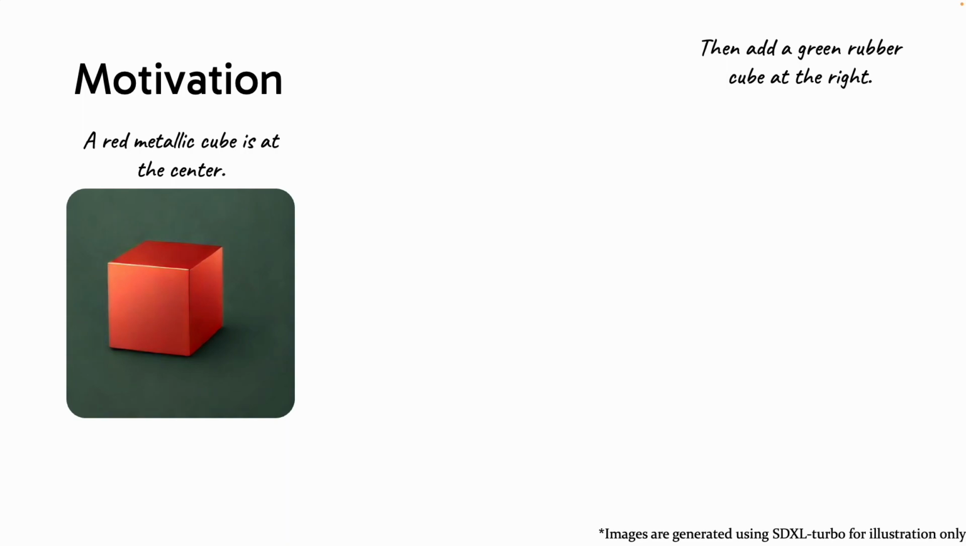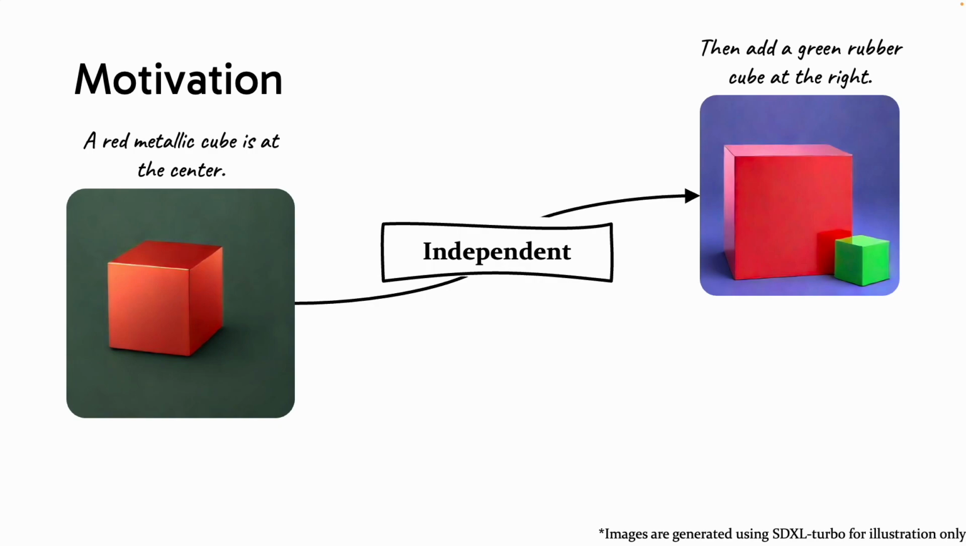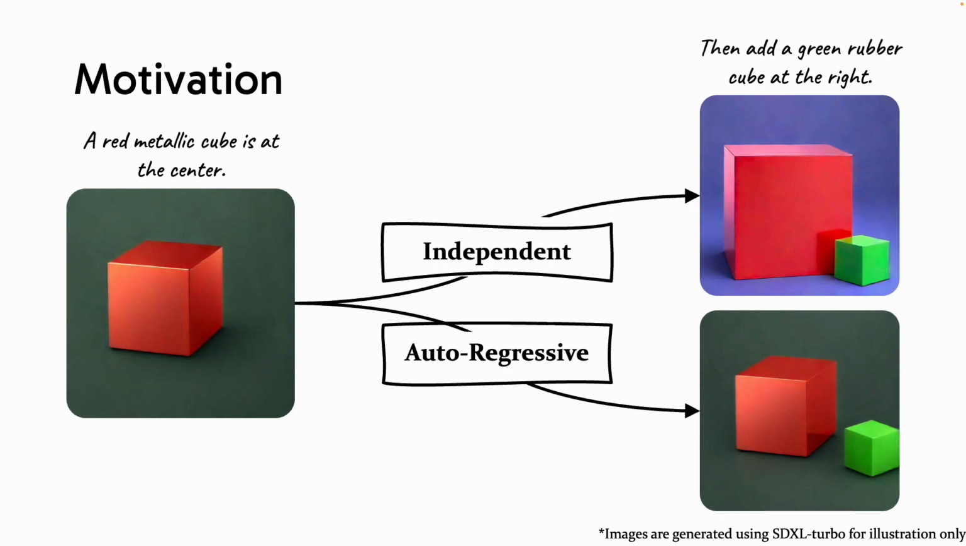However, when considering a story generation setting, for example, we want to add a new green rubber cube at the right of the red metallic cube, it is really challenging for existing text-to-image and text-to-story methods. Because they generate images independently, which means these methods do not condition on previously generated images, so the result still aligns well with the prompt. It is not consistent with the first image. Like the red metallic cube, the background, viewpoint, and lighting are all completely different. Well, if we can condition on the first image and auto-regressively generate the next one, it is possible to keep the consistency between these images.